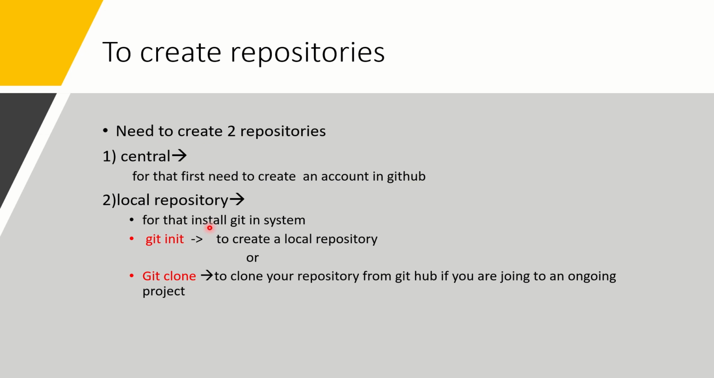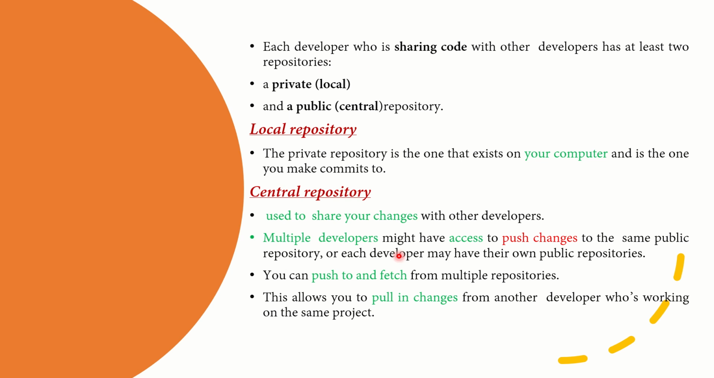And the second thing we have to do is create a local repository. The two repositories are also called private and public repositories. The local repository is called a private repository, and the central one is called a public repository. The local repository is on your own local machine, and you can make changes on each and every file in your system, and you can commit the changes, that is, you can permanently save the changes which have been done by you.